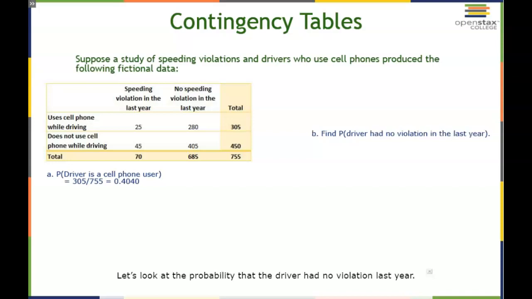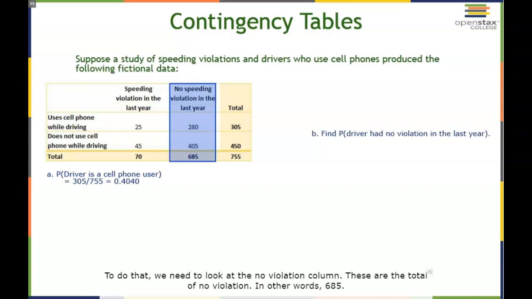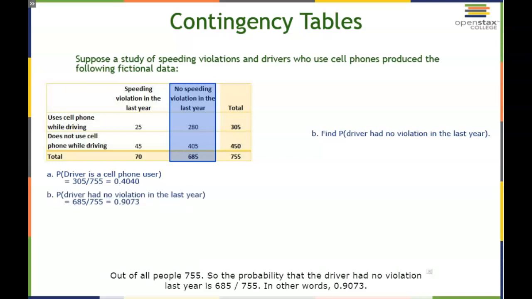Let's look at the probability that the driver had no violation last year. To do that, we need to look at the no violation column. These are the total of no violation. In other words, 685 out of all people, 755. So the probability that the driver had no violation last year is 685 divided by 755, in other words, 0.9073.